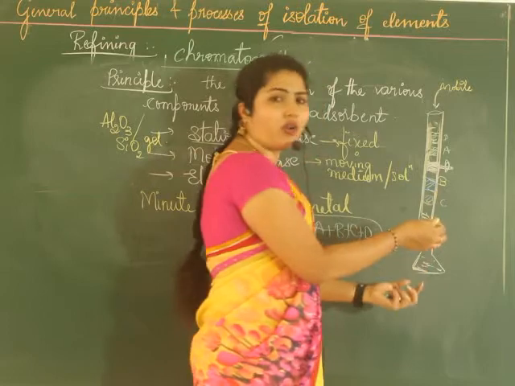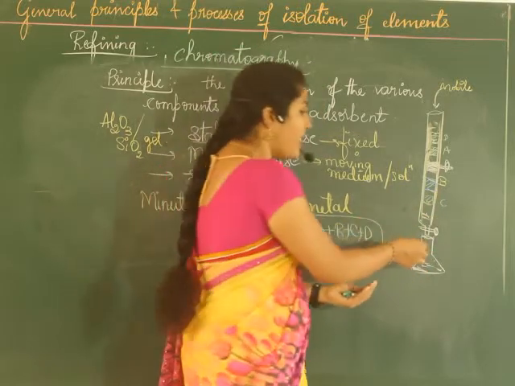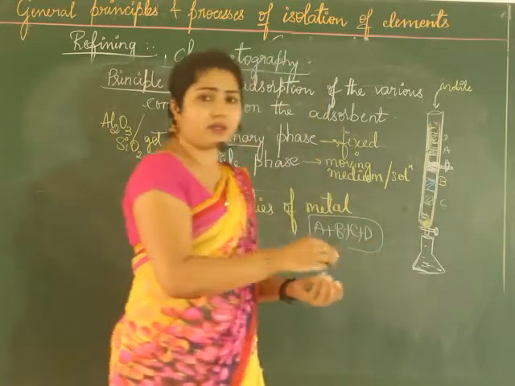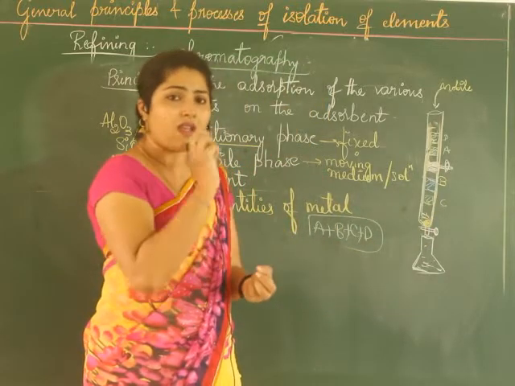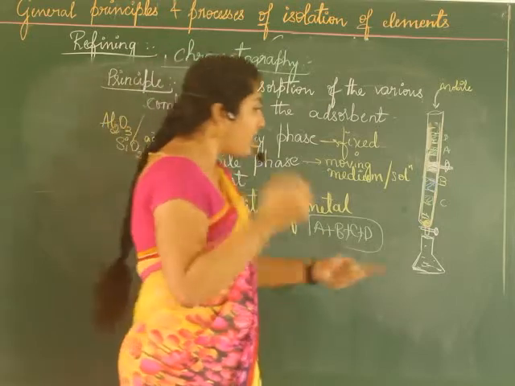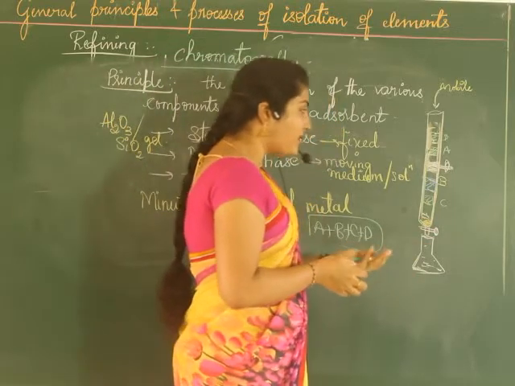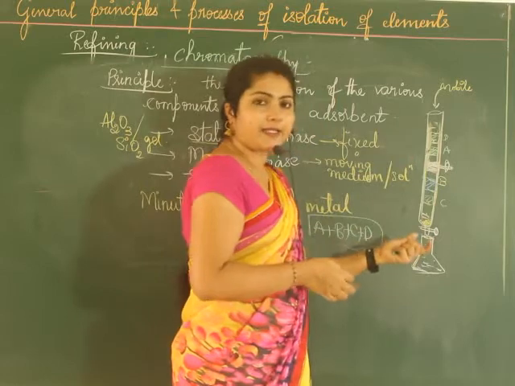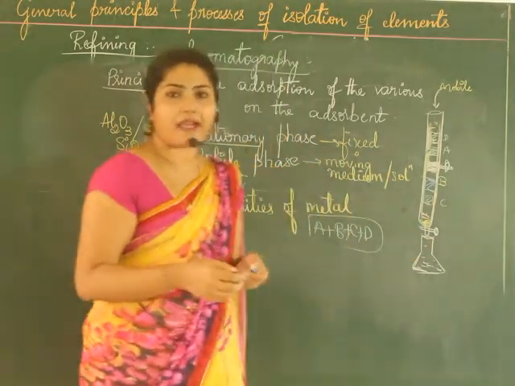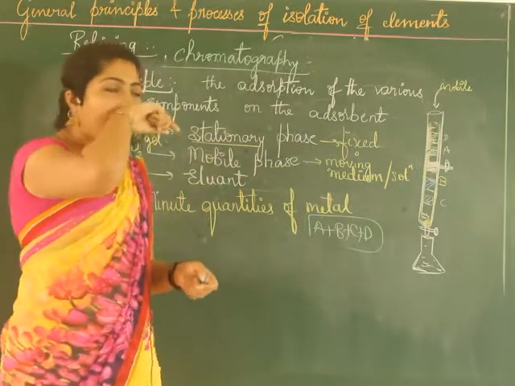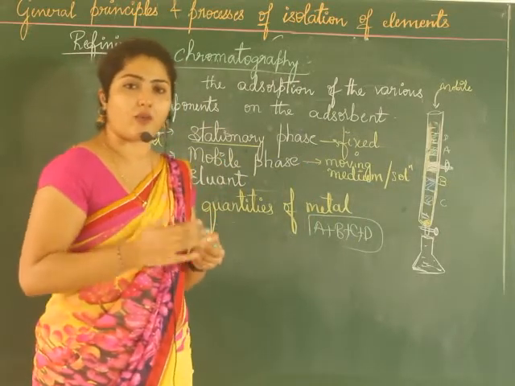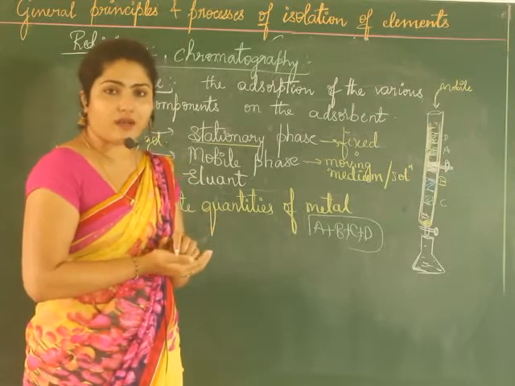Here you can see how the setup is made. A cotton plug is used so that the components do not escape and the solution moves slowly, as well as being filtered. That is why a cotton plug is used. Now the components that get adsorbed will be separated and analyzed. From that you can separate different components from the metal solution.